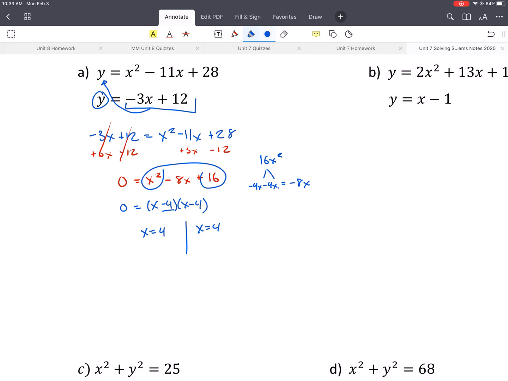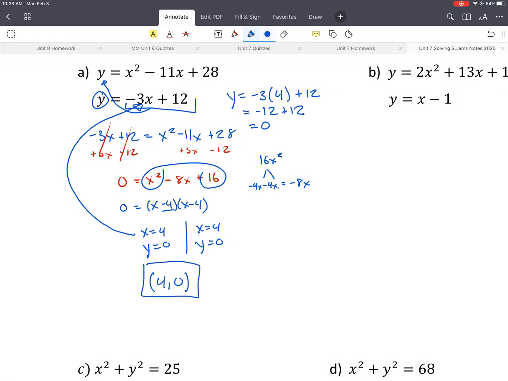And since we have a quadratic, we could have two solutions, but our next step is still to plug it into one of the equations. I would probably suggest the linear, just a little easier. So you get y is equal to negative 3 times 4 plus 12. That's negative 12 plus 12, which is 0. So y is equal to 0 for both of those. And our solution, ordered pair, would be 4, 0. So that's an example where we have two identical solutions, and we only really need to write down the one answer.